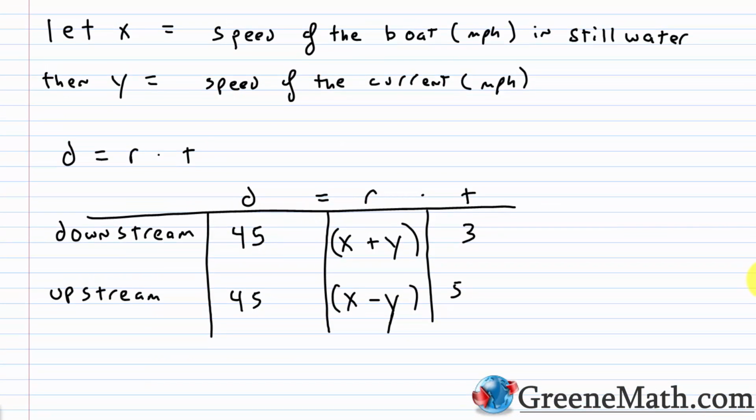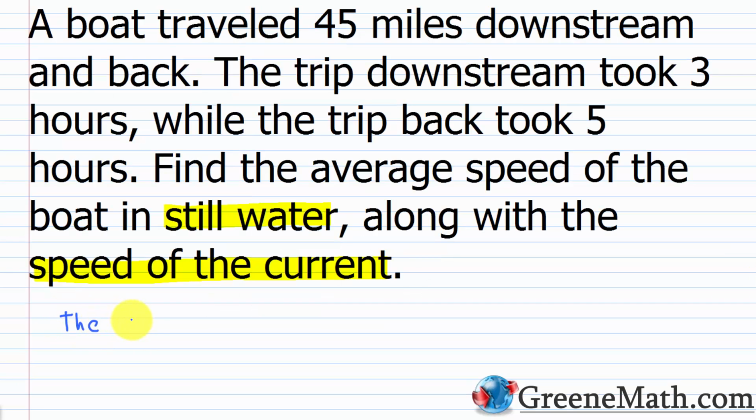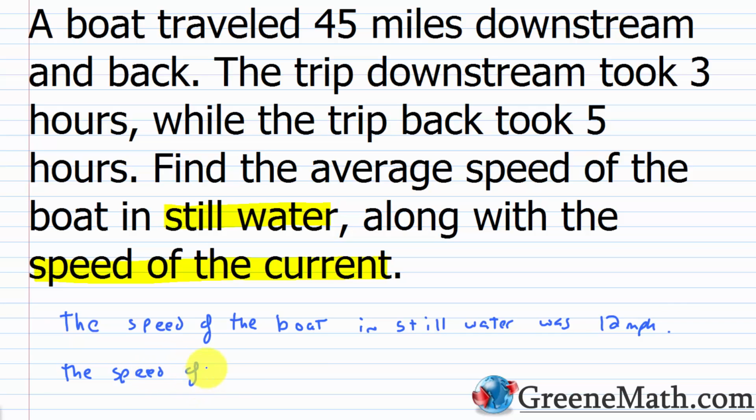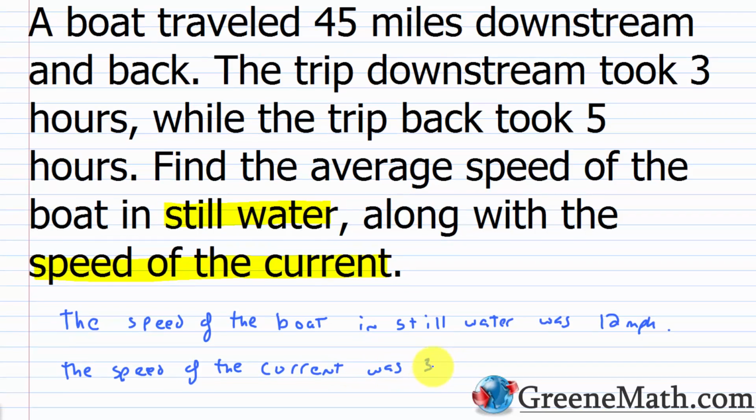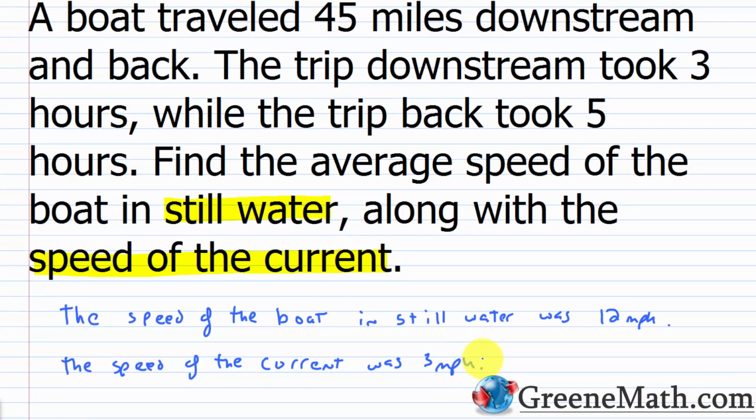I want you to remember that x is the speed of the boat in still water, and y is the speed of the current. So we can say that the speed of the boat in still water was 12 miles per hour. The speed of the current was 3 miles per hour. And we could check this pretty easily.